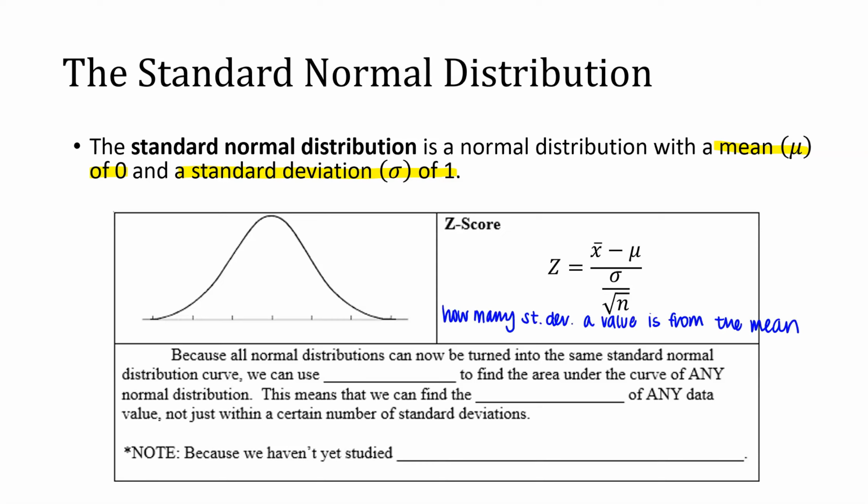We'll also identify what all the variables represent. X bar represents the mean of a sample. Mu, which also is a mean, is our population mean. Sigma represents the standard deviation of our population. And lastly, n represents our sample size.